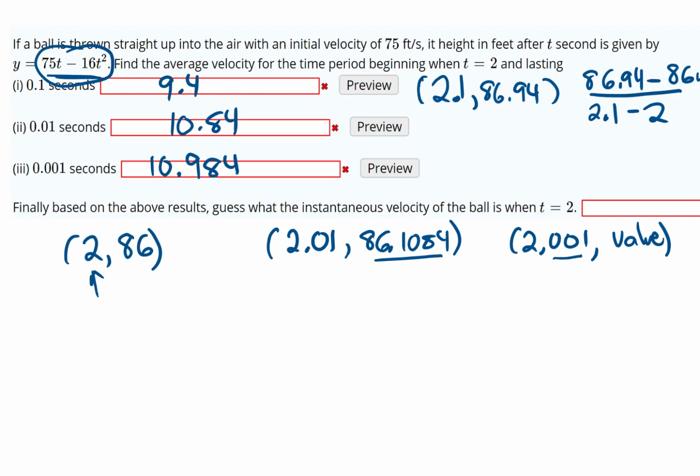10.984. So based on the results above, a good guess for the instantaneous velocity at 2 would be 11 feet per second.